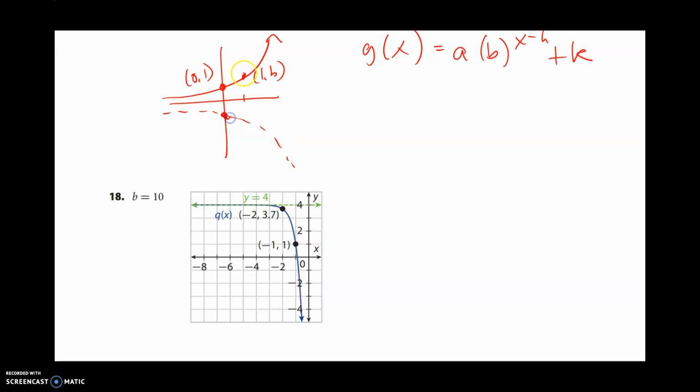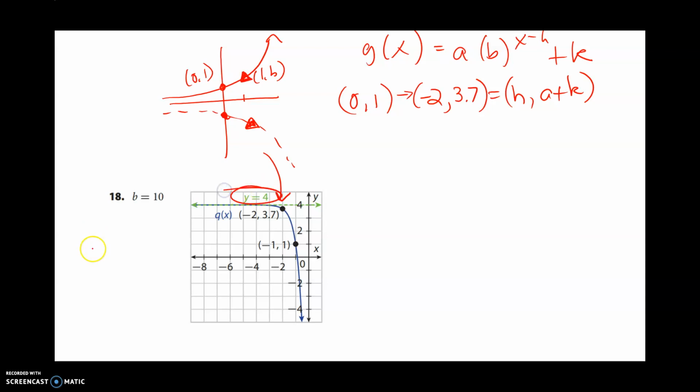So notice if this is growth and I reflect it, now it looks like this, doesn't it? This point reflects here, and I'll do this point as a triangle, it reflects here. So this first point here is the 0, 1 point. This is -2, 3.7, and that corresponds to h, a plus k. Now, one thing we know for sure from this graph, k equals 4, because there's my horizontal asymptote. Once we matched this point up, h is the x value of this. So I know that h equals -2. So I need to find a.